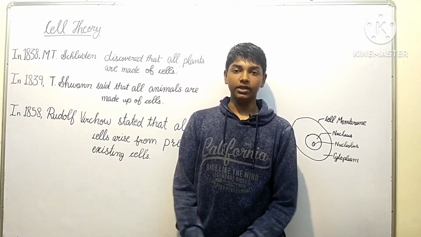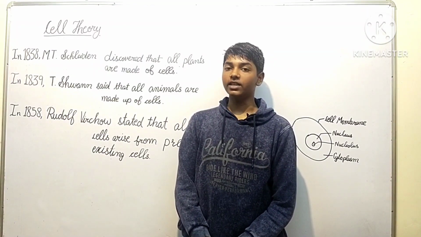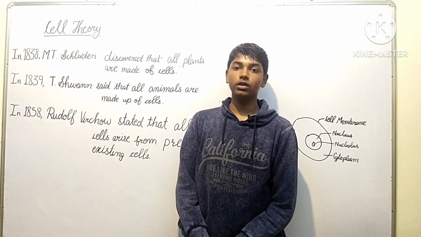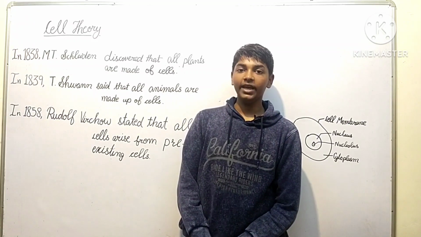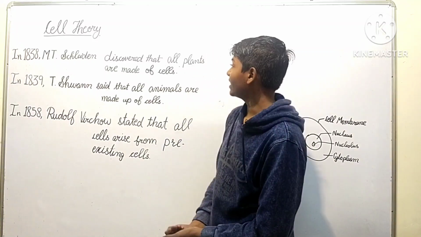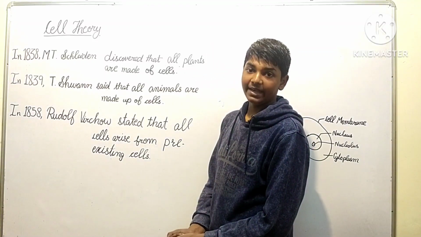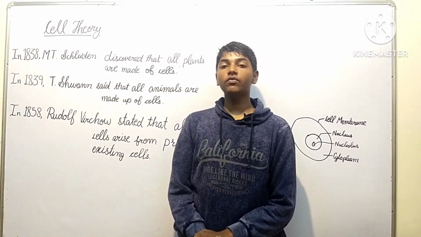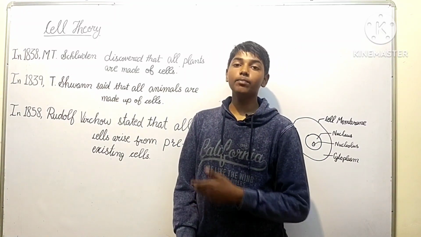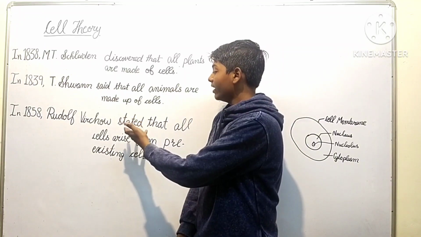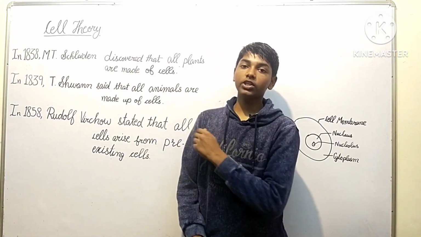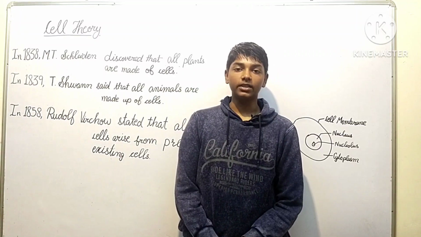Now for the cell theory. Three biologists contributed to the cell theory. The first one being Schleiden, the second one being Schwann, and the third one being Rudolf Virchow. In 1838, Schleiden said that all plants are made of cells. In 1839, Schwann said that all animals are made of cells. And in 1858, Rudolf Virchow extended both of their theories and said that all cells arise from pre-existing cells. And from all three of these statements comes the cell theory.